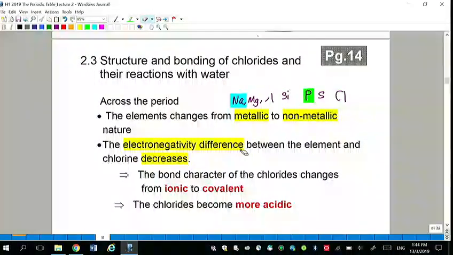Can? So how does the type of bonding affect how the chlorides react with water? That's what we're going to look at. Generally, across the period, when you react the chlorides with water, it will form a solution that becomes increasingly acidic. I repeat, generally when you react your period 3 chlorides with water across the period, the solution becomes increasingly acidic. Why?